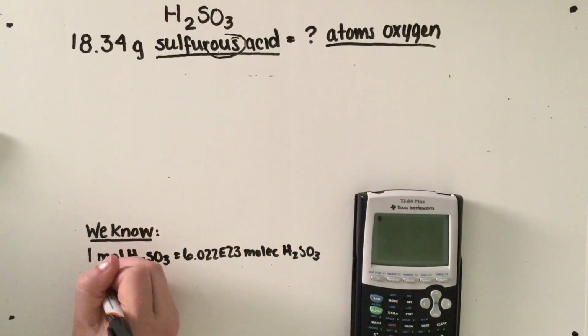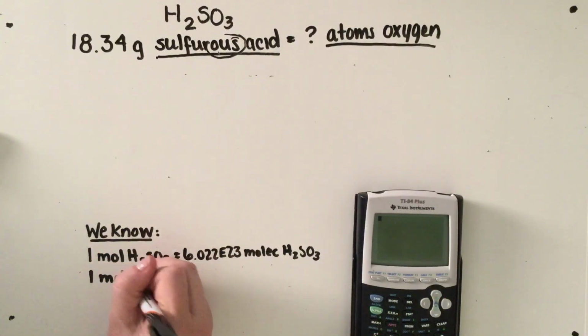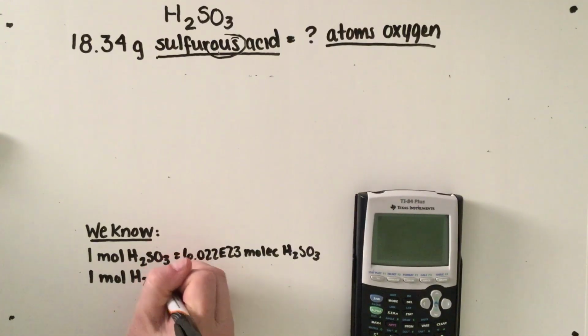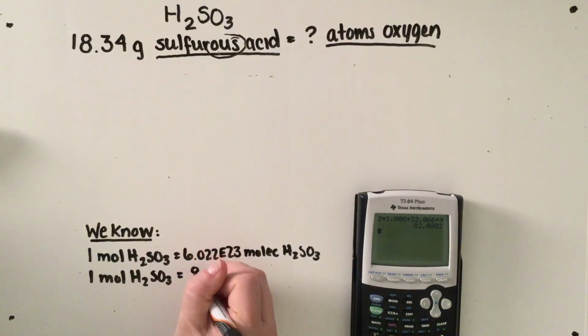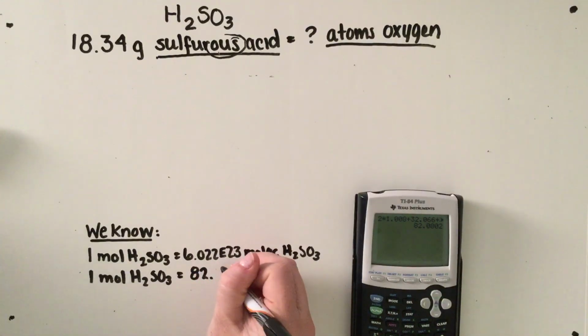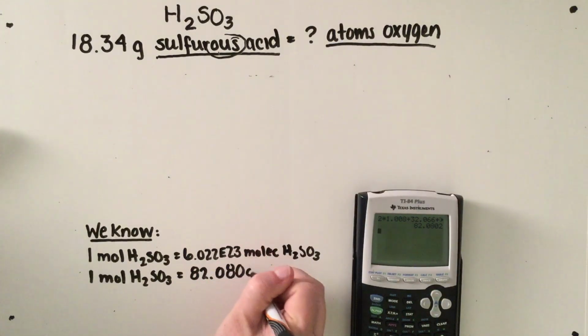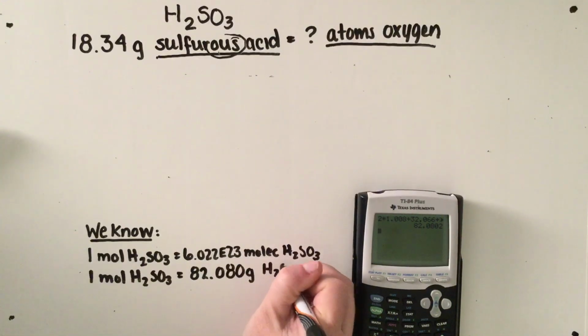We also know that 1 mole is equal to the molar mass of H2SO3. To calculate our molar mass, we take 2 times 1.008, that's our hydrogen, plus the sulfur, 32.066, plus 3 times our oxygen. And we come up with 82.08, okay, so that's 82.080 grams of H2SO3.